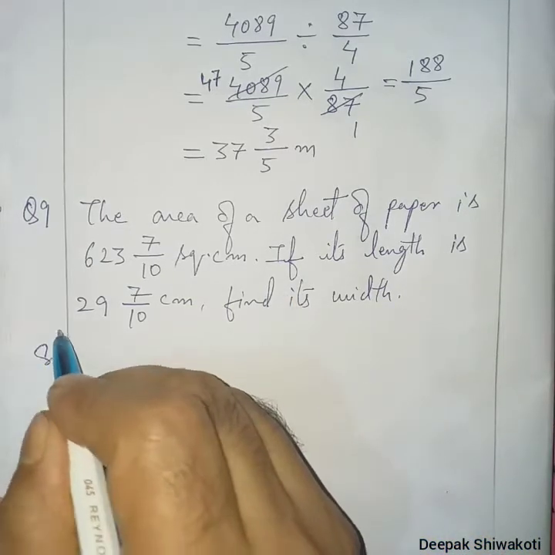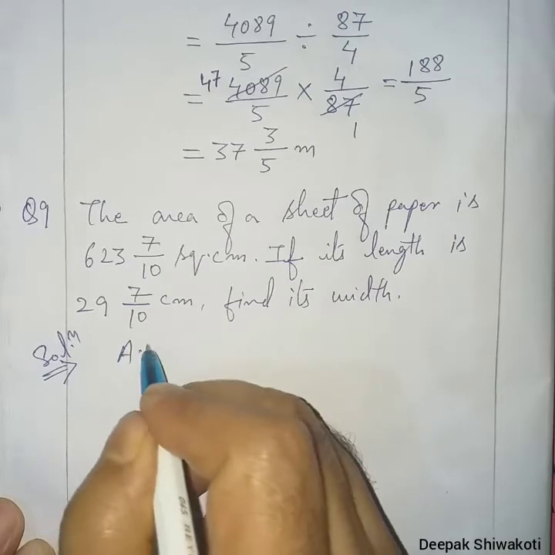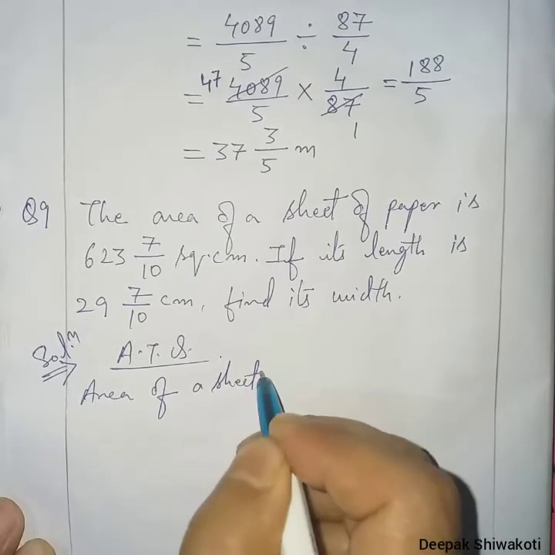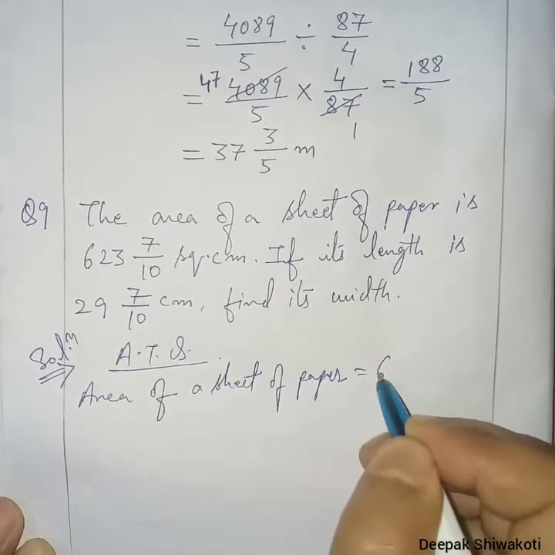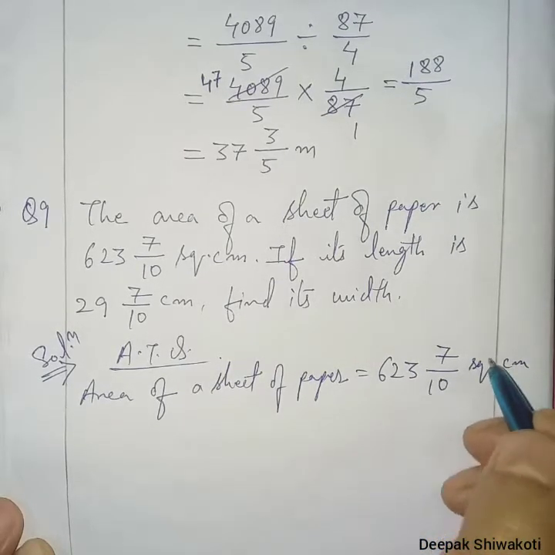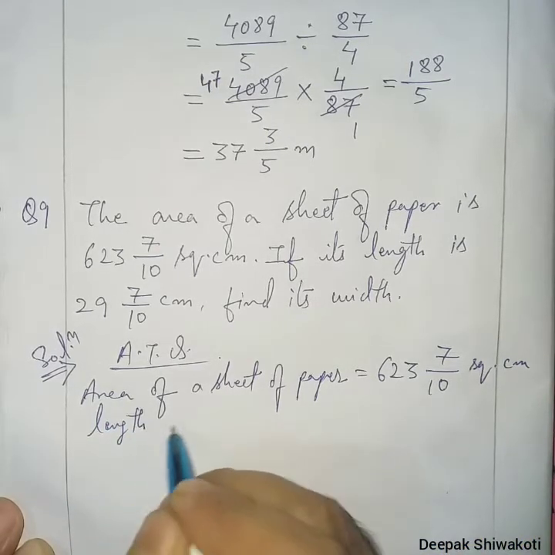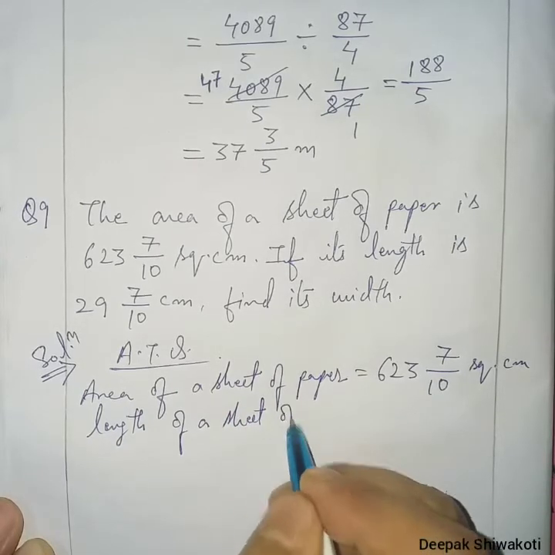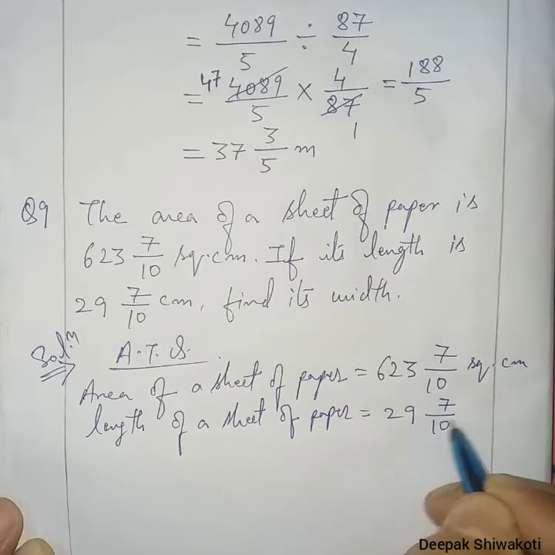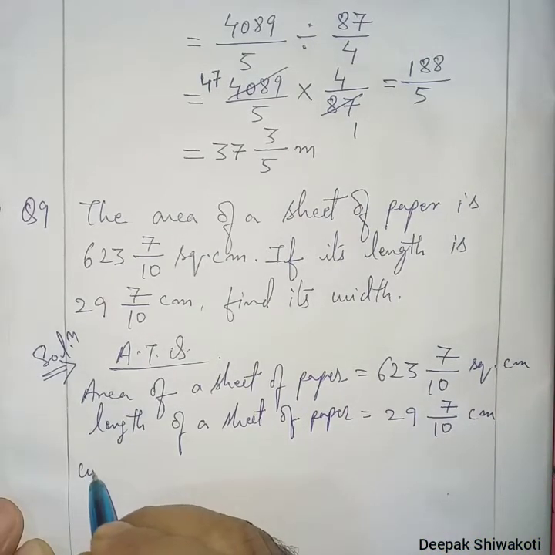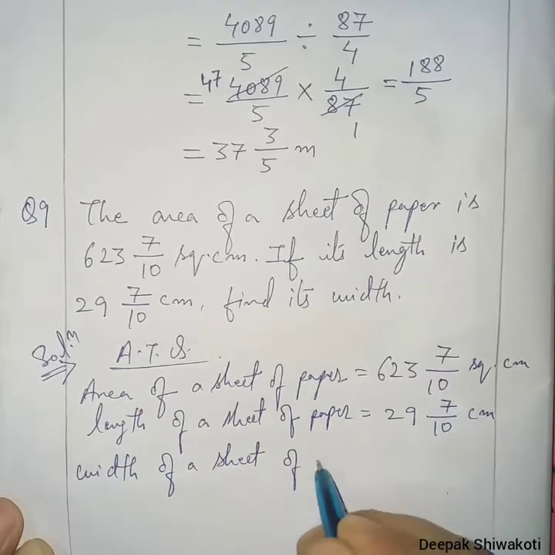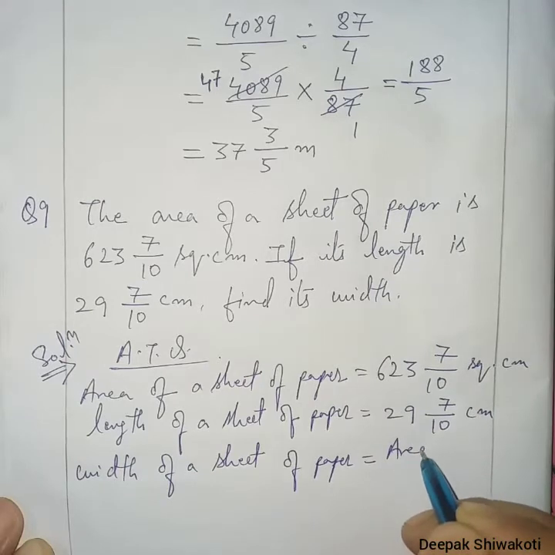Okay, so similar to question number 8, according to question here, area of a sheet of paper is equals to 623 whole 7 by 10 square centimeter. Okay, it is in centimeter. Now length of a sheet of paper is given by 29 whole 7 by 10 centimeter. So width, or breadth of a sheet of paper, will be equal to area by length.